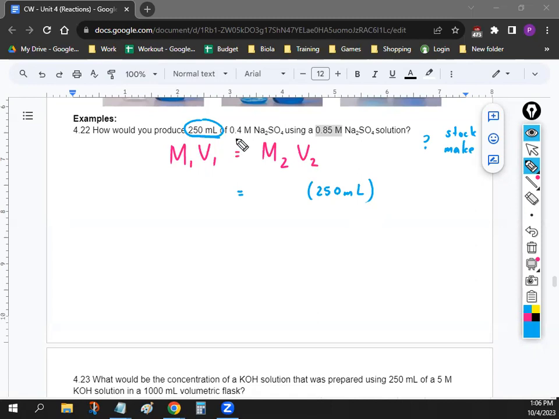All right, let's go to the next number, 0.4 molarity. Is 0.4 molarity the solution you want to make or the one you start with? What do you want to make? Yeah, it's what you want to make. Easy way to think about it: this number is smaller, so it's going to be what you want to make.